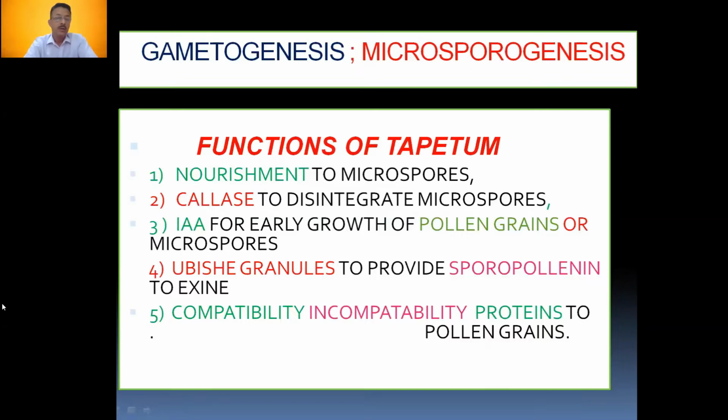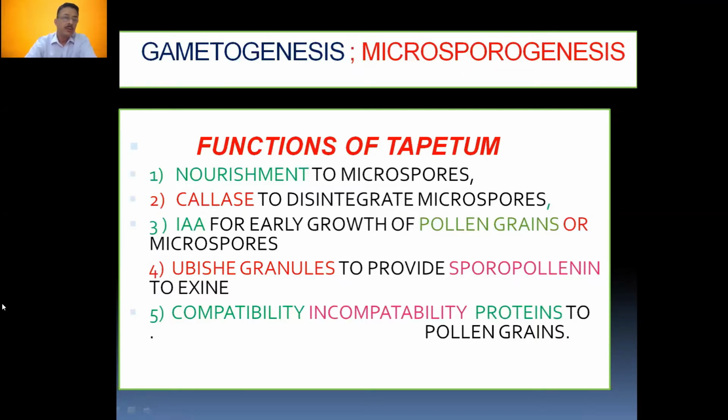Callase is required to disintegrate the collection of pollen grains, because pollen grains have to be freed when the anther matures. So callase is the enzyme produced by the tapetum to free the microspores or pollen grains. The third function of the tapetum is production of IAA, indole acetic acid, which is for early growth of the pollen grains or microspores.